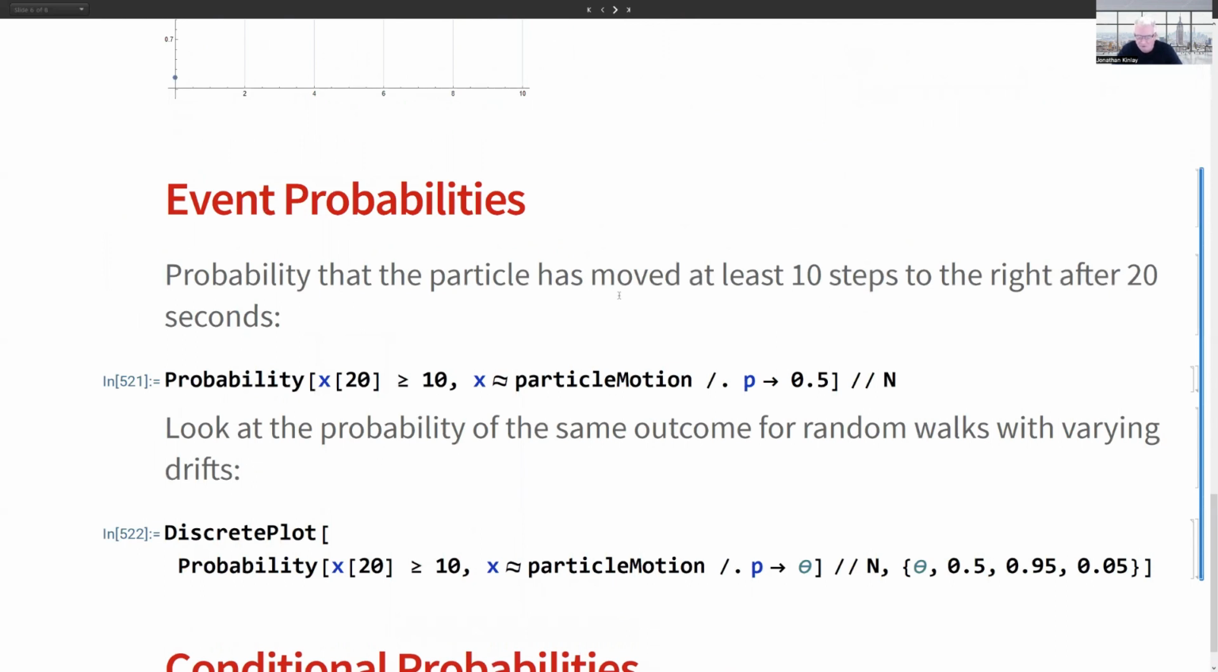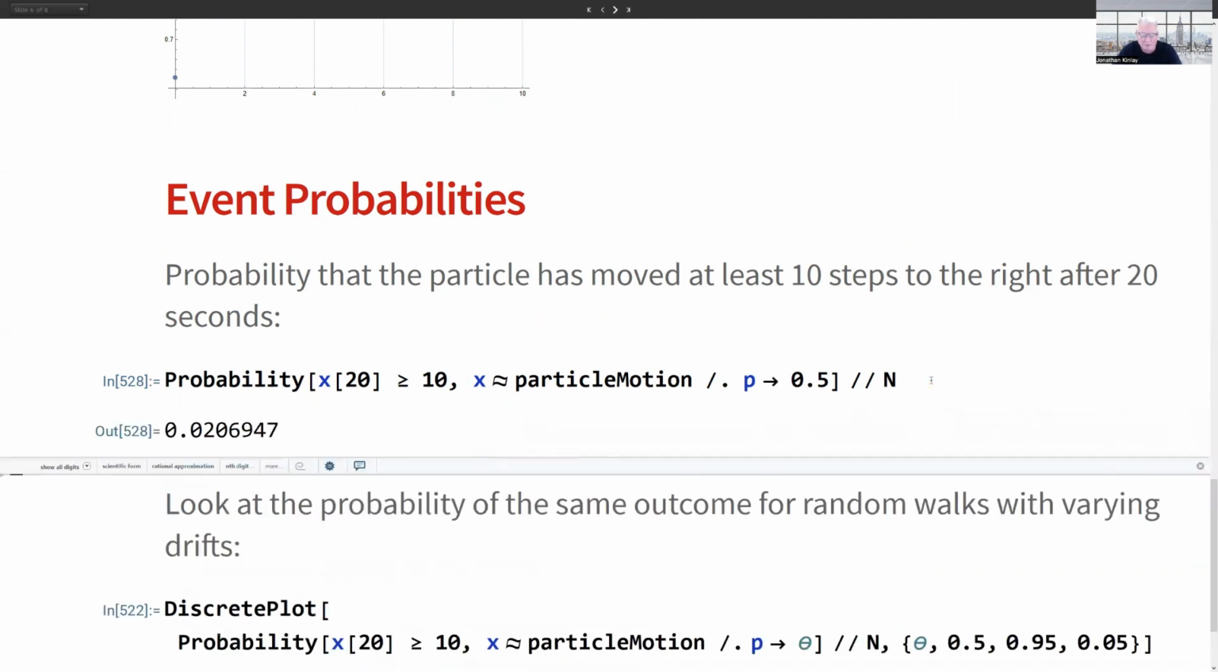For instance, supposing we wanted to find the probability that the particle motion process has moved at least 10 steps to the right after 20 seconds. We formulate it this way. Probability x of 20, time t equals 20, is greater than 10, given that x follows a particle motion process with probability parameter set to, for example, 0.5. We calculate that probability as being a little over 2%.